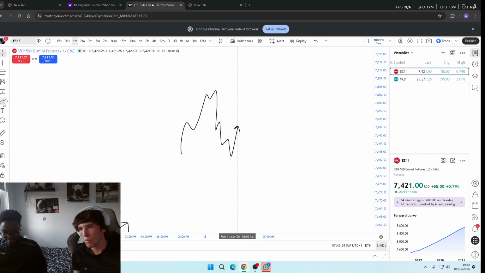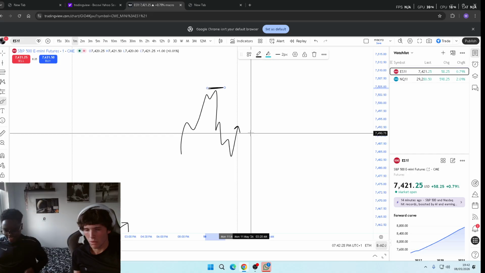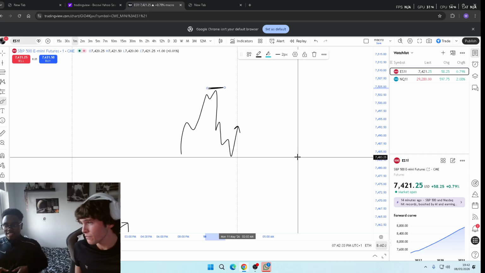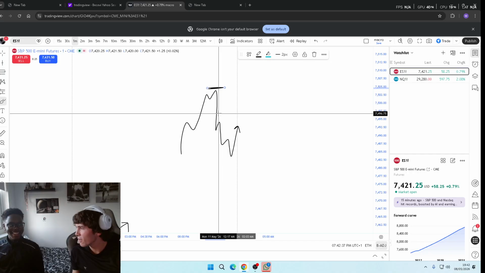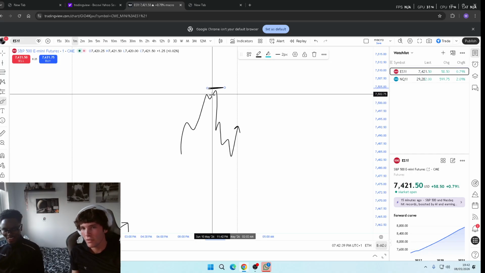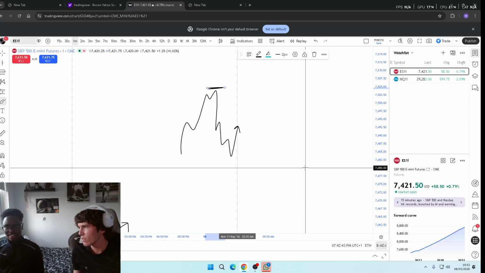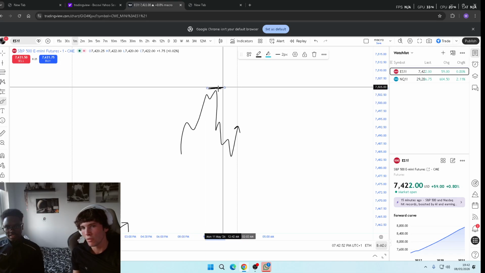So what price can do is, you see this previous day high right here. The previous day high, it says in the name, is what the market did the day before: the highest point or the lowest point the market reached the day before.